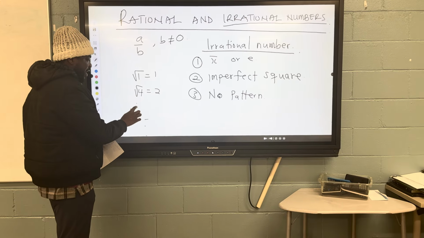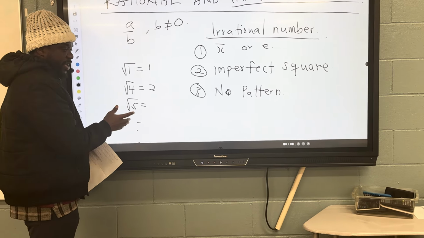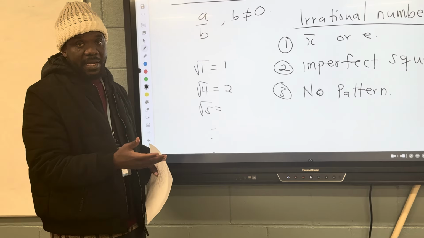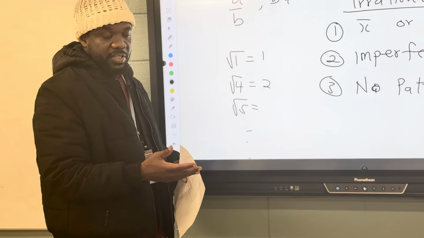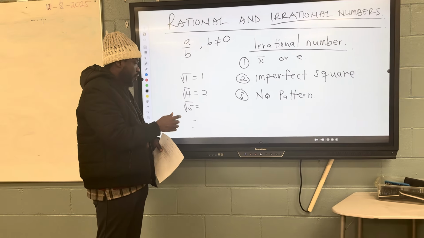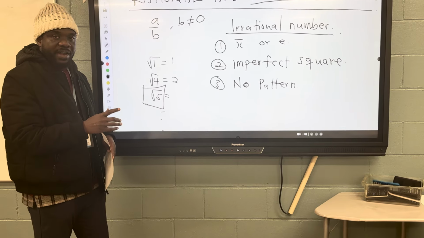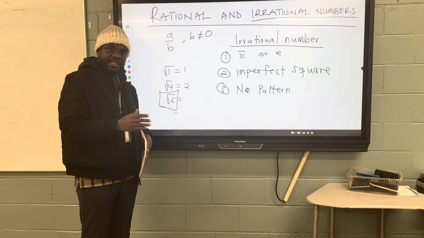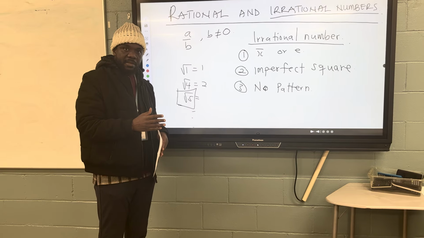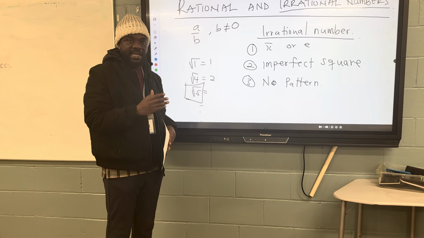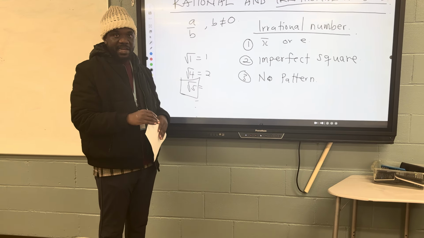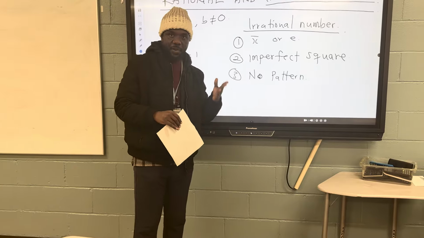But if I give you square root of 5, it will give us a decimal number. You see, 5 is not a perfect square, so we call 5 an imperfect square. So for any number, when you find the square root of it and you get a decimal number, it means that number is an irrational number. And that's what we call imperfect squares.